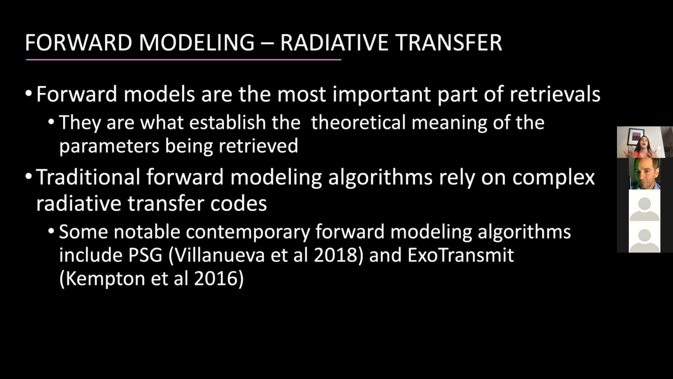data. And traditional forward modeling algorithms rely on very complex radiative transfer codes. They rely on algorithms that consist of running complicated and very time-consuming radiative transfer calculations for each parameter set that the sampler wants to try. Albeit these codes are usually very continuous and very accurate, so they do give us very, very good results.